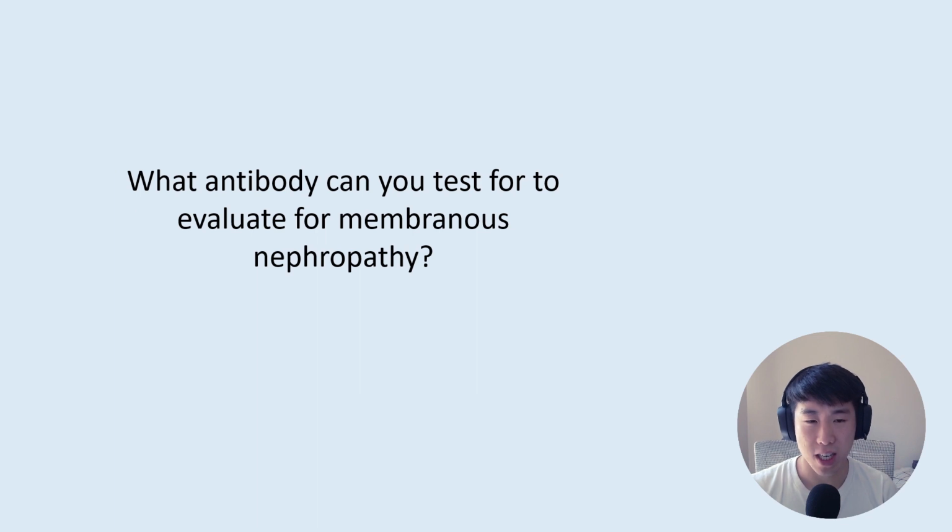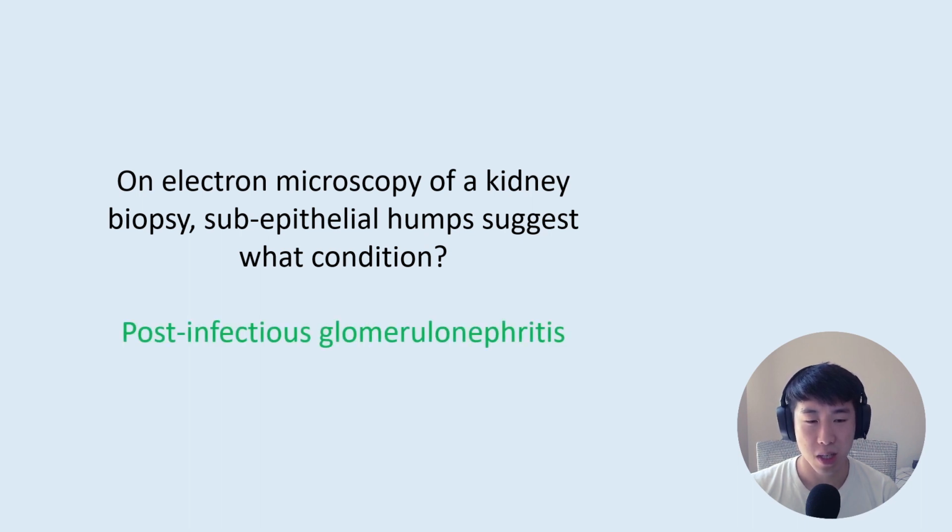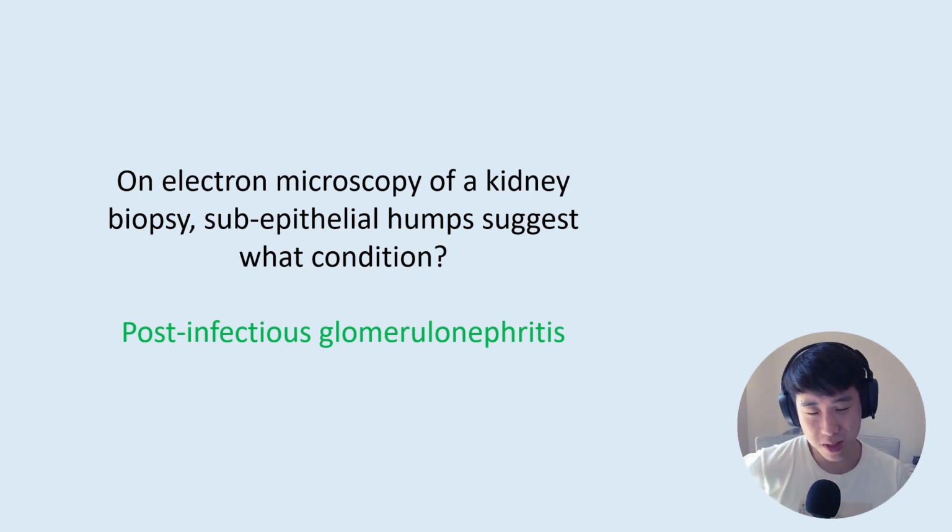What antibody can you test for to evaluate for membranous nephropathy? That is the anti-PLA2R antibody. On electron microscopy of a kidney biopsy, subepithelial humps suggest what condition? That would be post-infectious glomerulonephritis. And I just thought this was nice. This came up in a noon report, and I felt like a lot of times on UWorld, they would test us about these subepithelial humps, and I would always forget what they actually were kind of indicating with that. But now I feel like I'll have a more solid understanding of that.